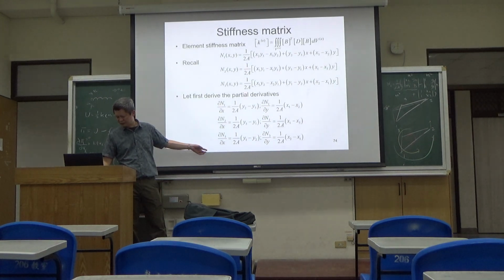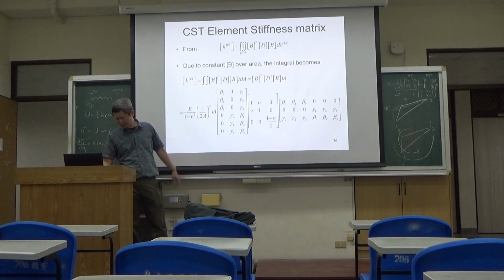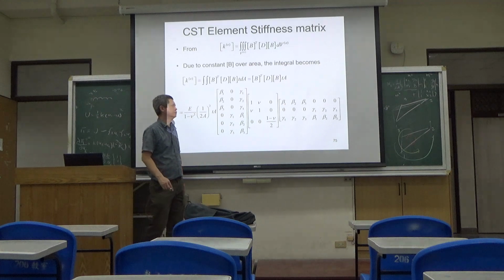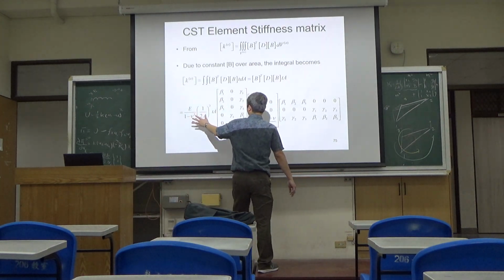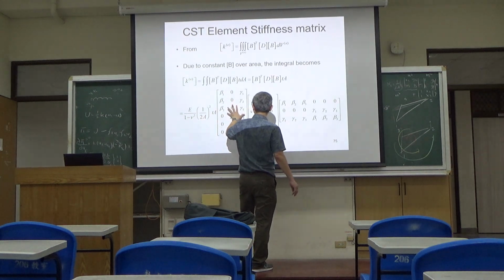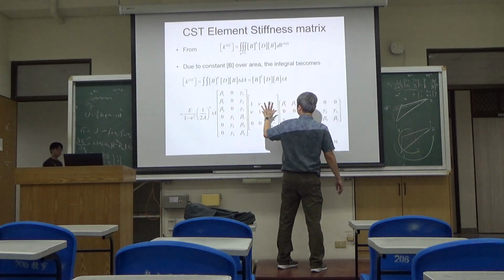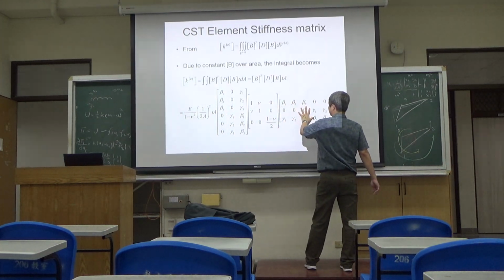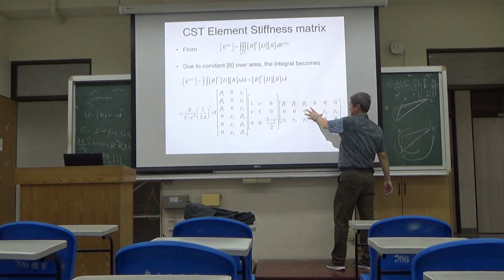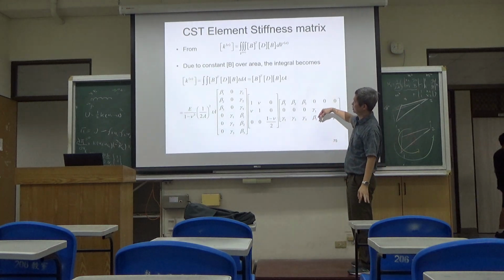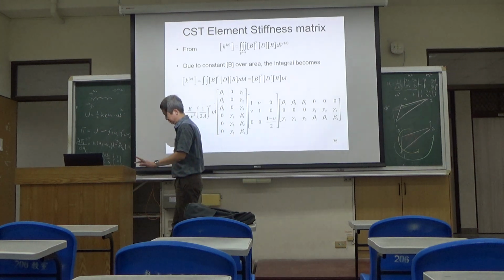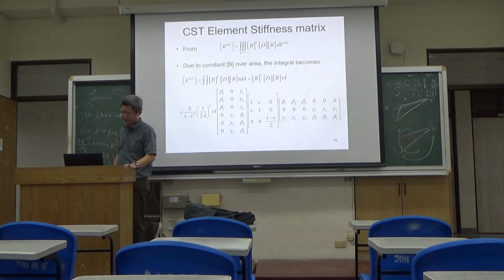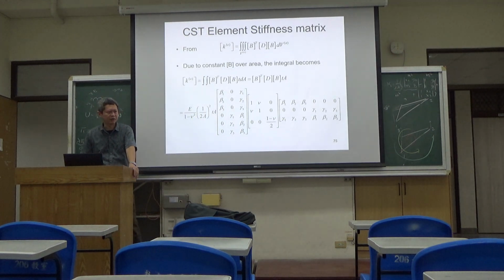So if you do that substitution in, then you're going to have the coefficients B transpose D and B. This is going to be your element stiffness matrix. What you end up with is a 6 by 6 matrix.